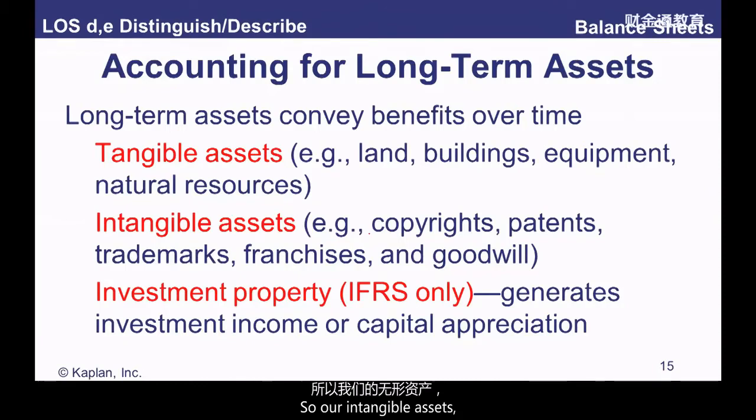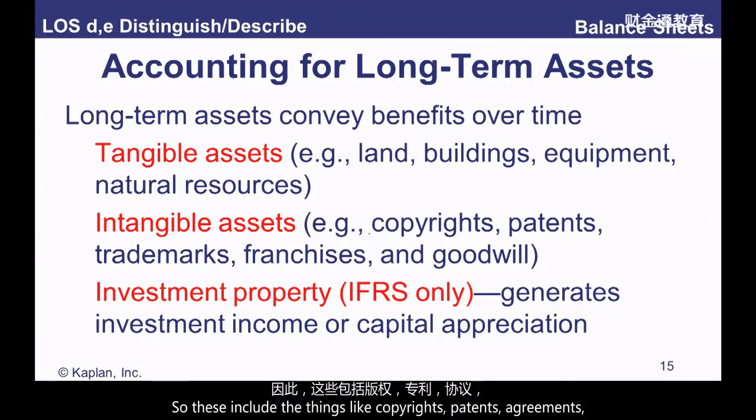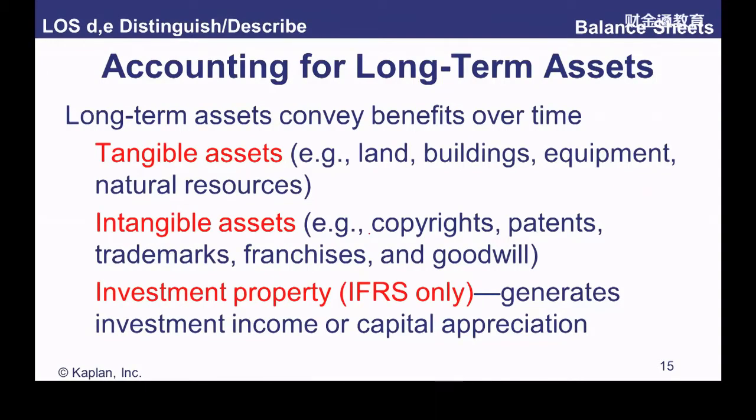So our intangible assets, these too are going to be infrastructure, but the key is these have no physical form. You can't touch, feel or hold these. So these, as we mentioned, are things like copyrights, patent agreements, trademarks, franchise licenses, but probably the most famous of all is goodwill. Goodwill arising on acquisition of subsidiaries.